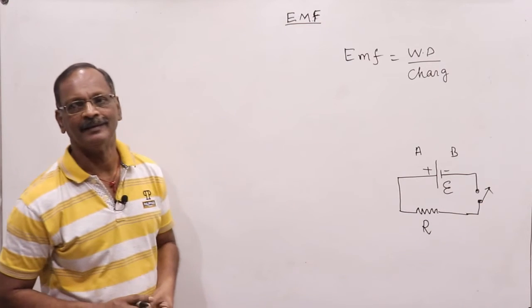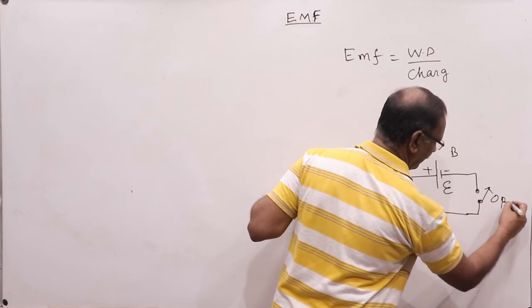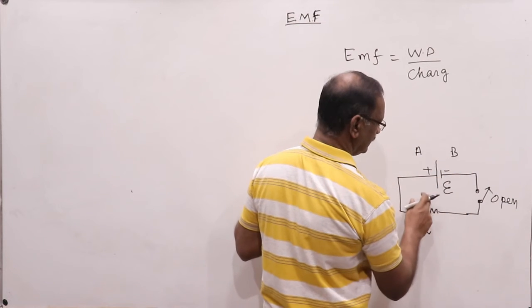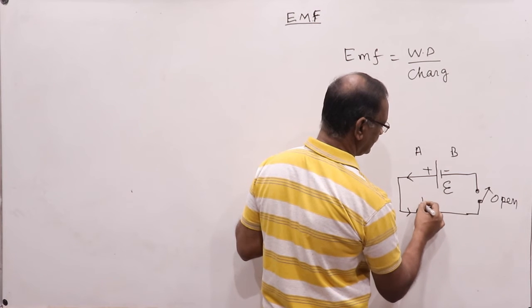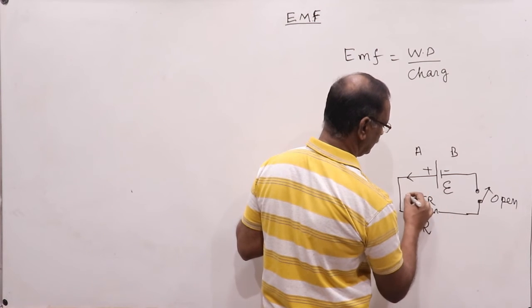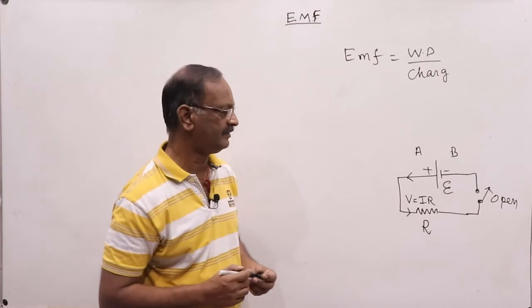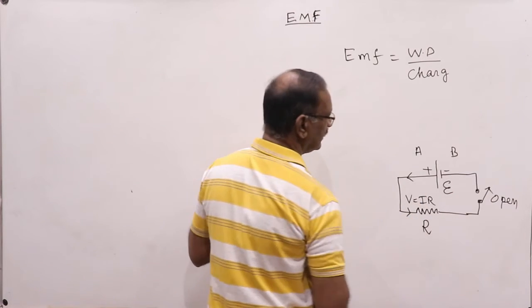So what is work done? We keep this as open end, because if we are closing it, some voltage will be dropped here, which is equal to I into R, the voltage drop here. But we are interested only in the EMF, so if it is open, no current will flow.